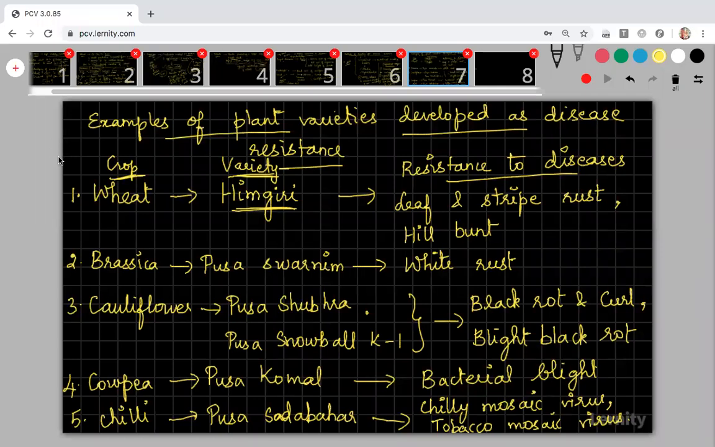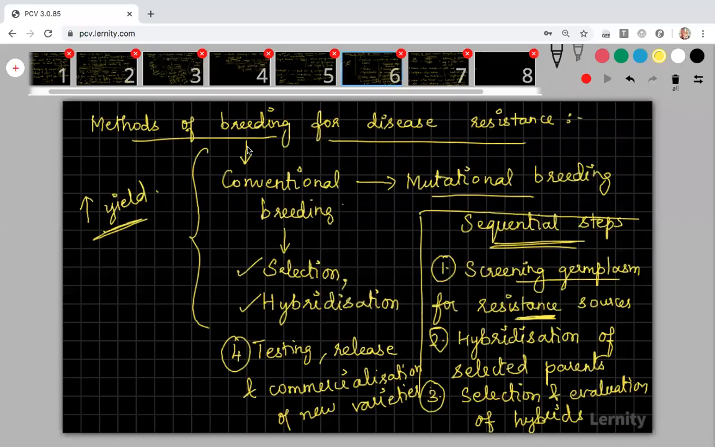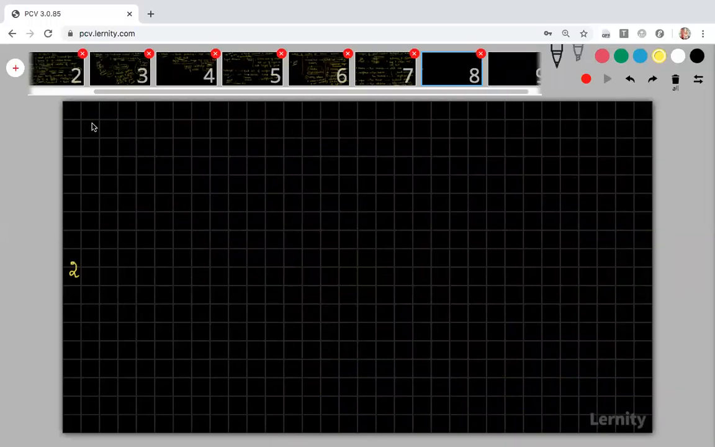Shall we move on to mutation breeding? Yes. So I told you in this slide that breeding for resistance can be done using selection and hybridization methods. At the same time, it can be done using mutational breeding methods. We already studied mutational breeding in depth when studying the various crop improvement methods. So now let me give you a fast revision of mutation, and I will give you one example.